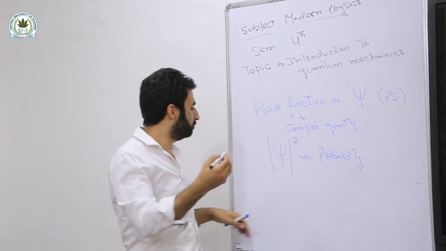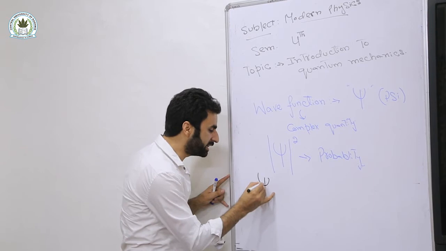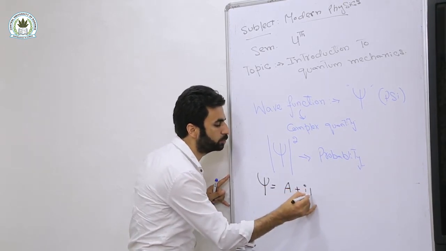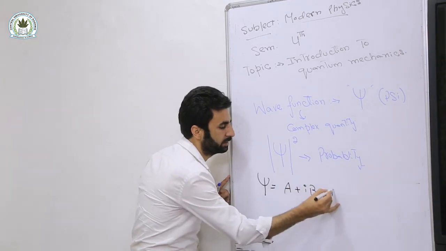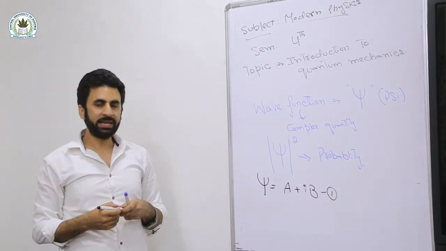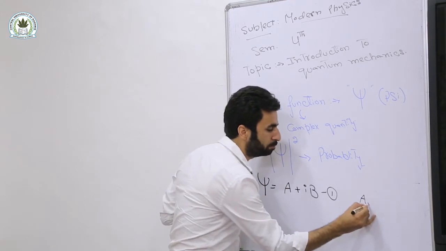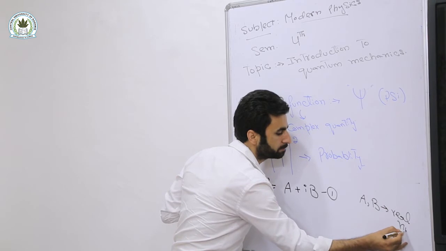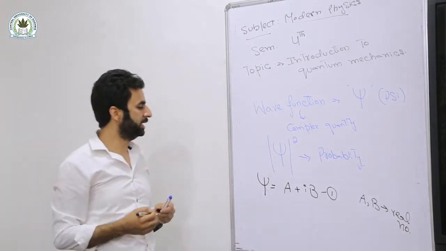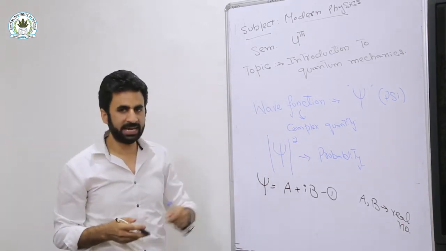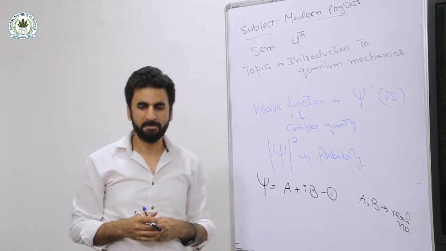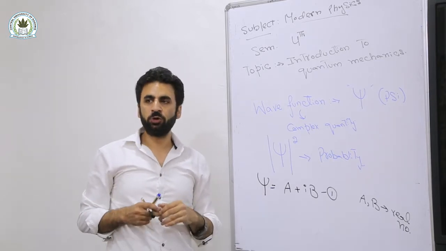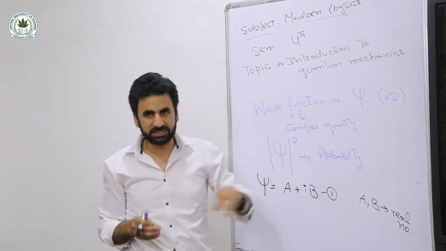Now, as we mentioned, this wave function is a complex quantity. You can represent a wave function like this: psi is equal to A plus iota B, where A and B are real numbers, psi is the wave function, and iota is the imaginary unit. A complex quantity may have both real and imaginary parts.